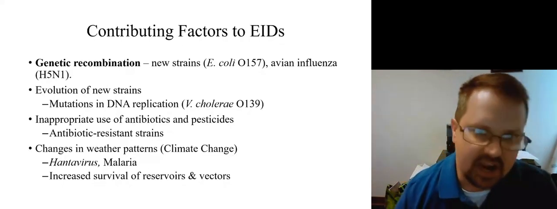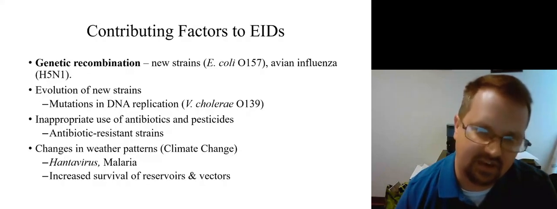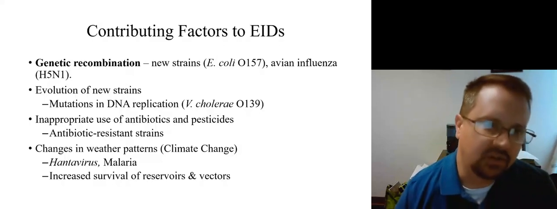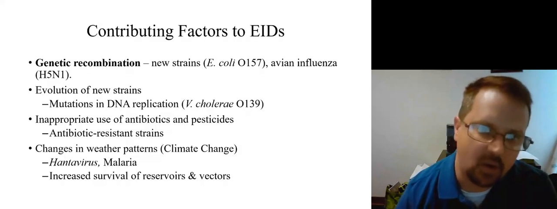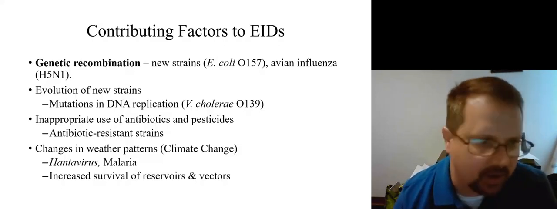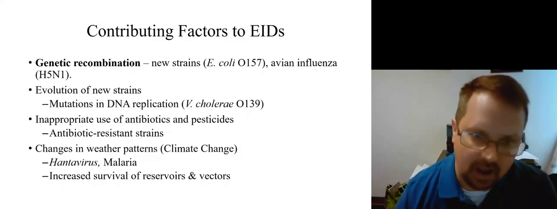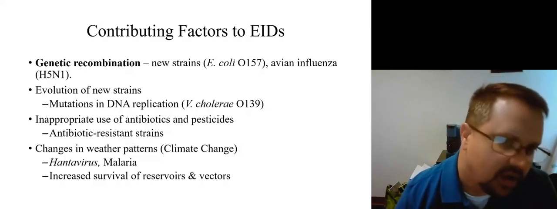Okay. Genetic recombination. There's new strains of E. coli, those O157. There's avian influenza H5N1. Evolution of new strains can happen with mutations in DNA replication, like what happened with Vibrio cholera O139. I always have a hard time remembering those numbers, to be honest with you. Inappropriate antibiotic and pesticide use can result in the evolution of antibiotic resistance.